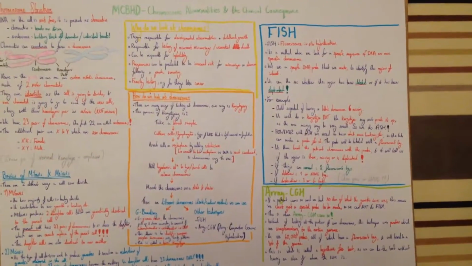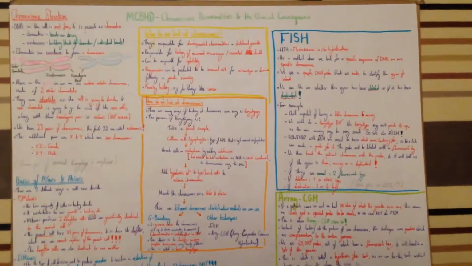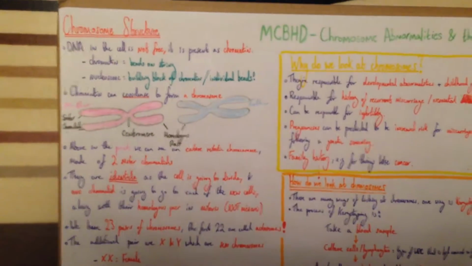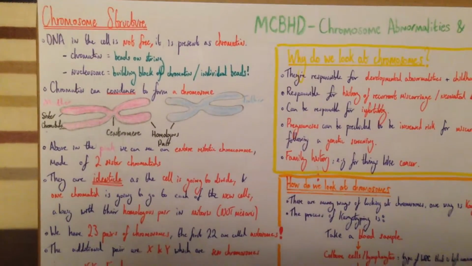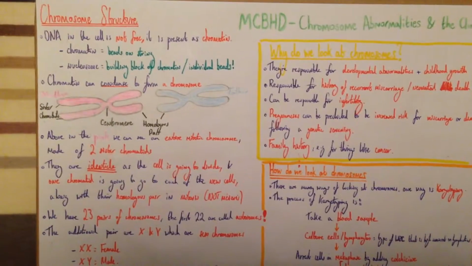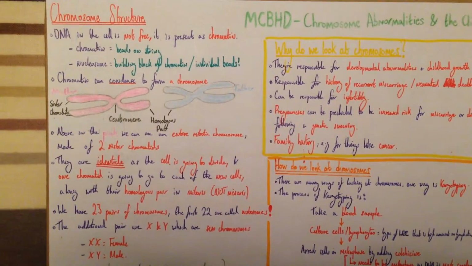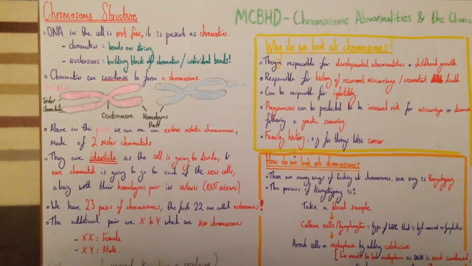Okay, so this is the final MCBHD lecture, chromosome abnormalities and the clinical consequence. Let's begin with the chromosome structure. DNA in the cell is not free, it's present as chromatin. Chromatin are the beads on the string, and the nucleosomes are the building blocks of chromatin, or the individual beads.